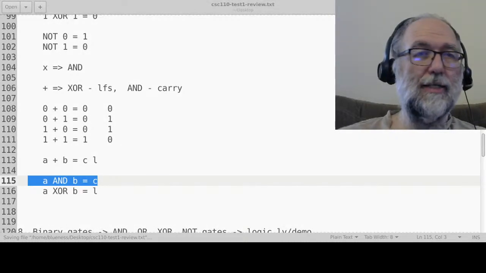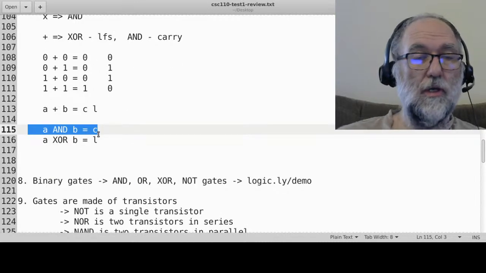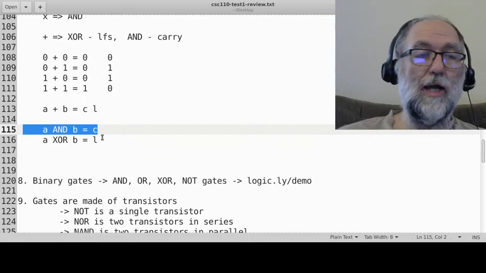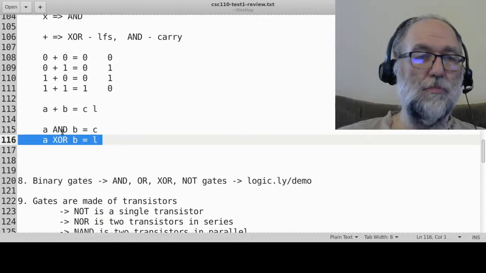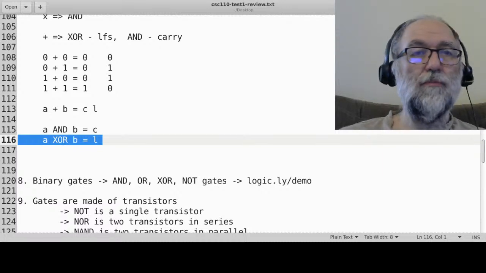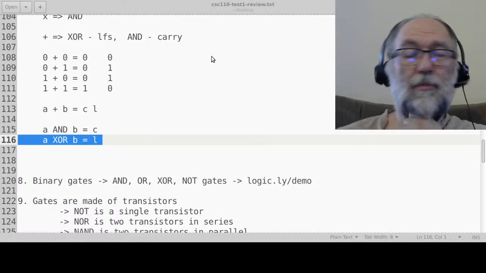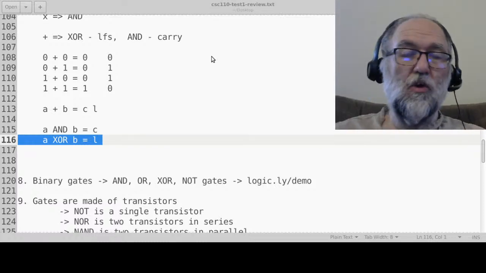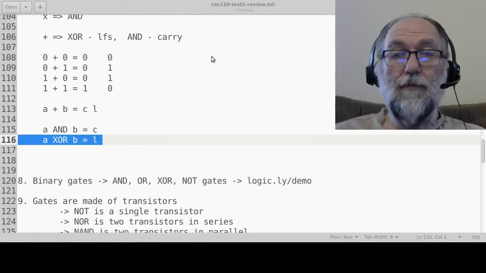So what would I ask on a test? I would ask, what logical operator would you use to get the carry in 2-bit addition? Well, AND. What logical operator would you use to get the least significant figure in 2-bit addition? Exclusive OR. That's the kind of question I would ask. Since it's multiple choice, I would give you all possibilities, some crazy ones, but you have to pick exclusive OR for the least significant figure, and AND for the carry. All right, there you go.